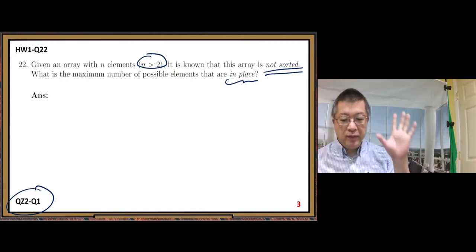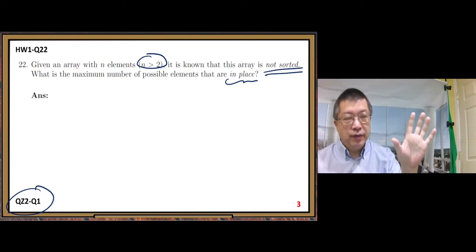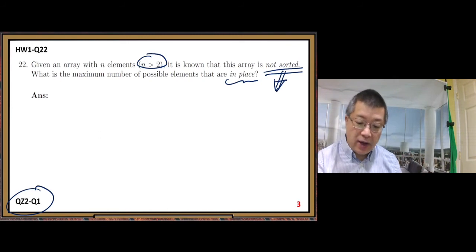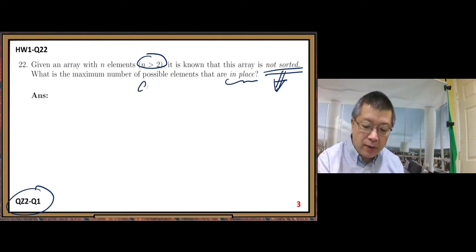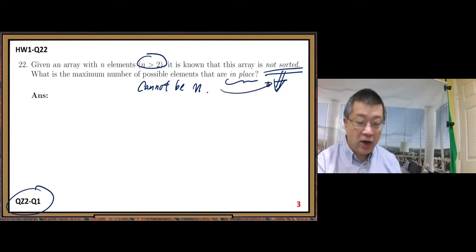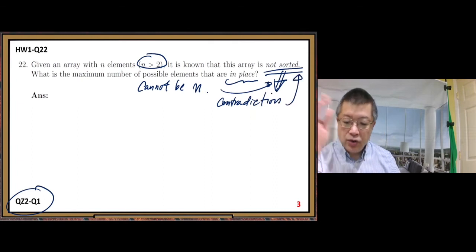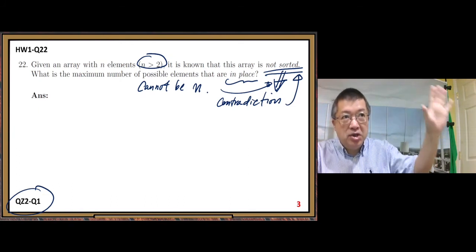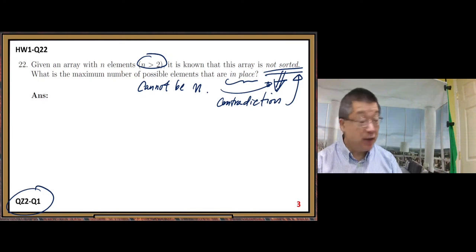But here, in order to answer this question, because the array is not sorted, the maximum number cannot be n. Otherwise, it will be sorted, and you will get a contradiction. So there cannot be n elements in place. All right, so that's the easy part.